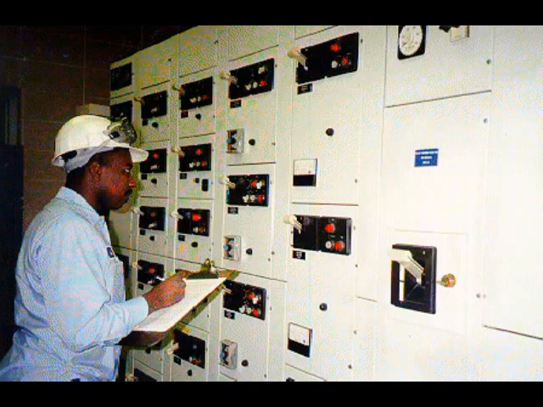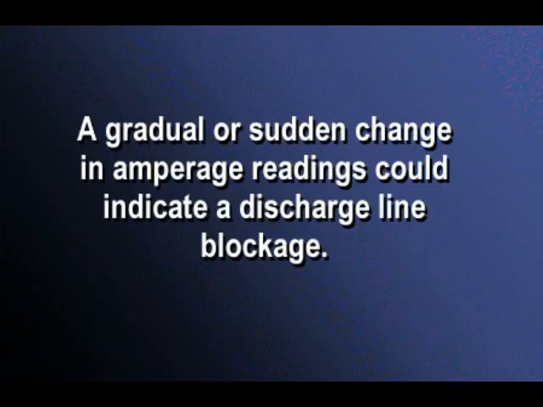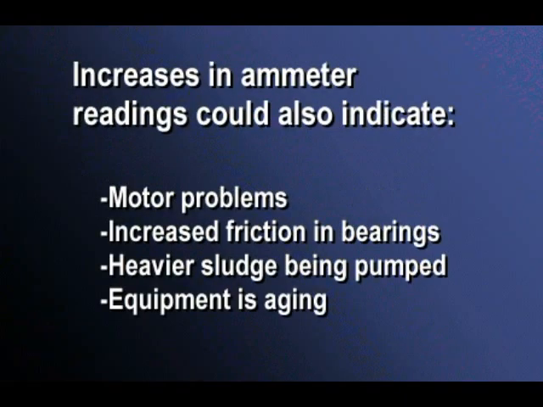Again, take and record ammeter readings on each pump on a regular basis. There should be a built-in ammeter for each pump. If they are not present in the system, the operator should consider having them installed. As previously indicated, either gradual or sudden increase in ammeter readings for a positive displacement pump could indicate a blockage in the discharge piping. However, there are other factors which can cause changes in ammeter readings.